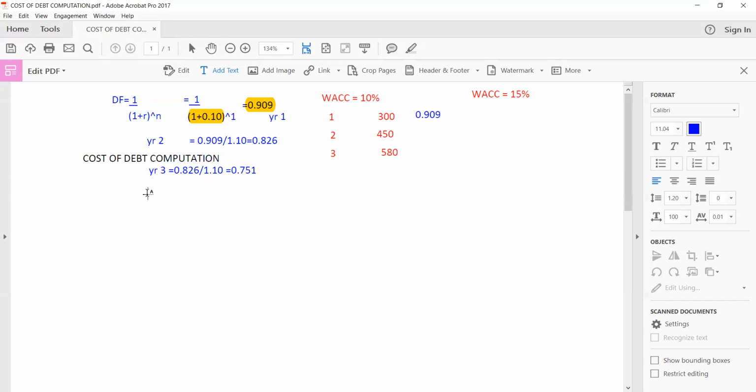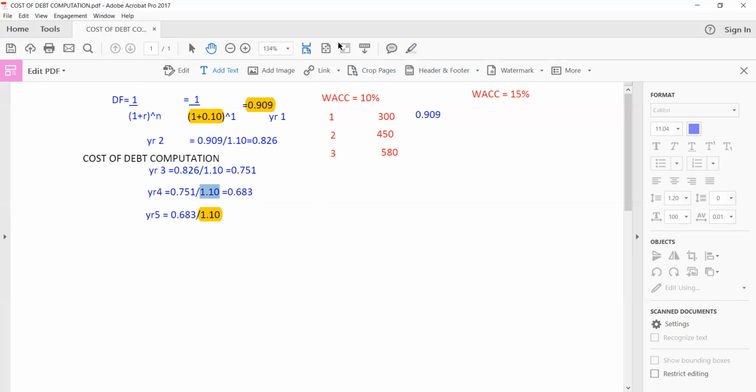If I want the discount factor for year 4, that's 0.751 that I got. I divide it by 1.10. Then I get 0.683. For year 5, the last answer I got was 0.683. I will divide it by 1.10. Now the question here is, where are we getting this 1.10 we are talking about? The 1.10 here, the other 1.10 you can see here, right?